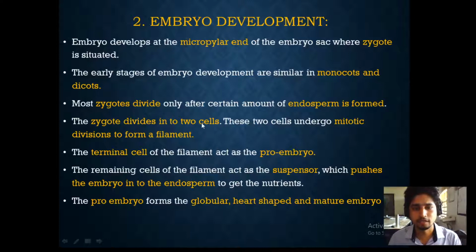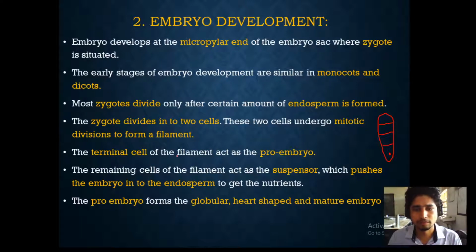So here on mitotic division of zygote, they form two cells, and these two cells again undergo one more mitotic division to form four cells, and these four cells are in a linear fashion, like this. Out of these four cells, like a filament, the terminal cell is destined to form the proembryo, and the remaining cells which are present behind it form the suspensor cells.